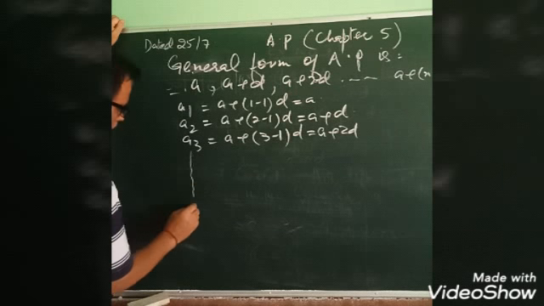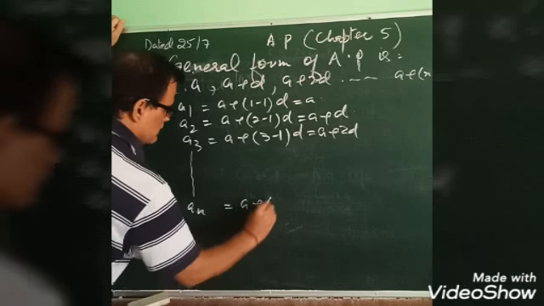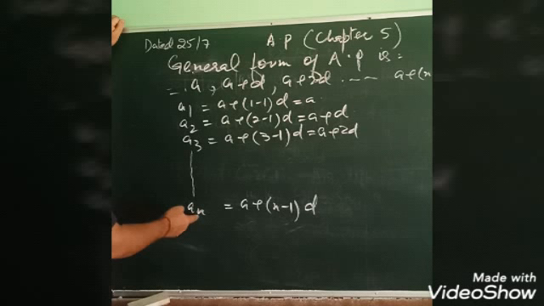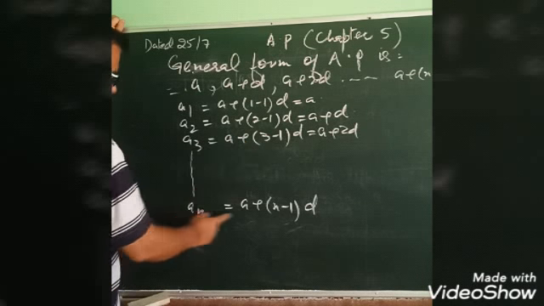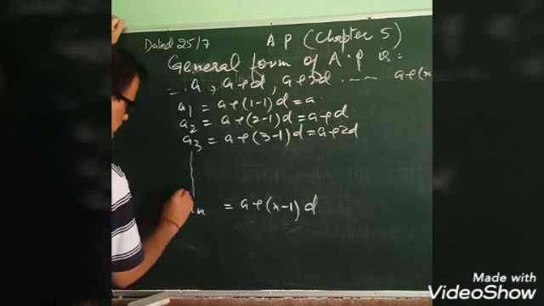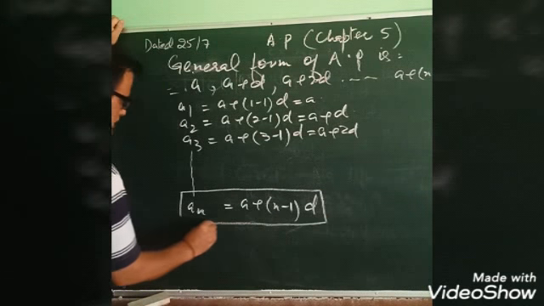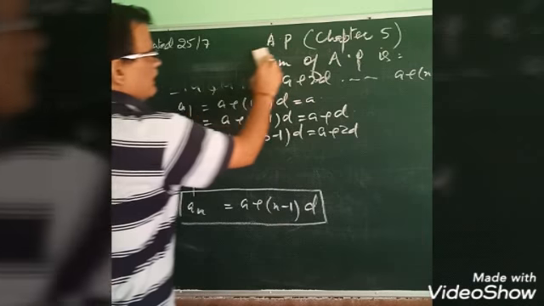Similarly, we can make all these terms up to AN. AN can be equal to A plus n minus 1 into D, because instead of this 3 we are having n, so it is n minus 1 into D. So this is what we had to use in making the questions to derive from this exercise. It is 5.1. So let us do now exercise 5.1 from the NCERT book.